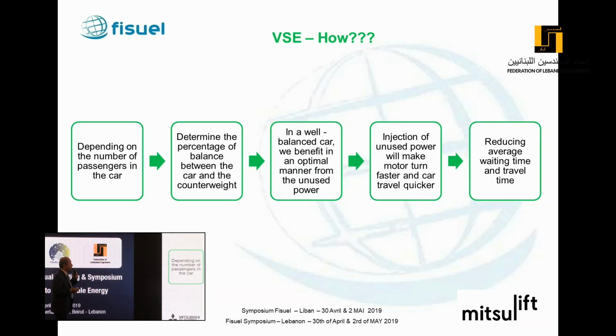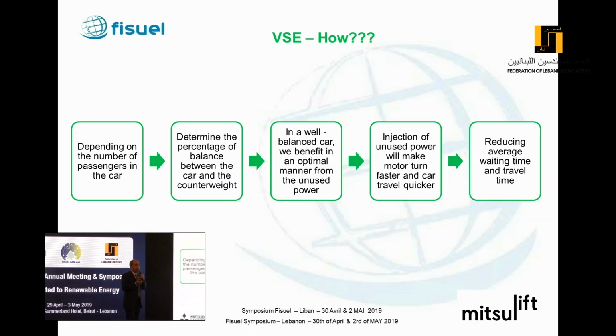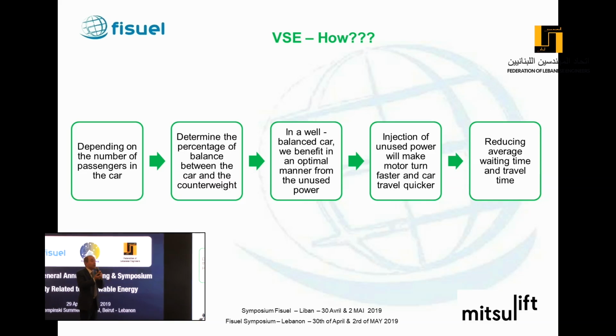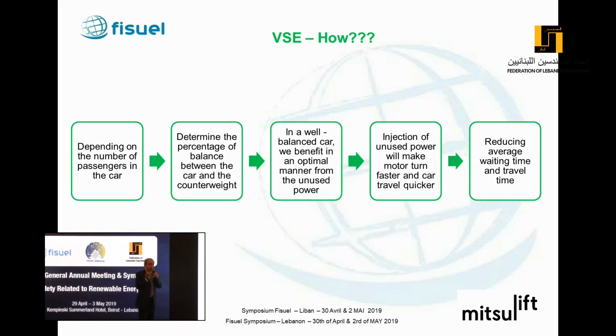How can we do this? Now, the number of passengers inside a car determines the car and counterweight balance ratio. When a car is well balanced, that means there is unused power, like I explained before, which we can benefit from to increase the speed. But how can we increase speed? In the elevator today, we have AC machines. So by increasing the frequency, the machine will absorb more current, but for sure not more than the maximum current, which makes it run faster, and thus reduces the average waiting time.